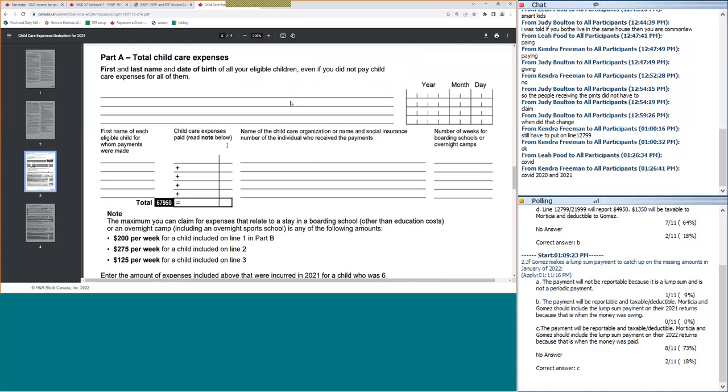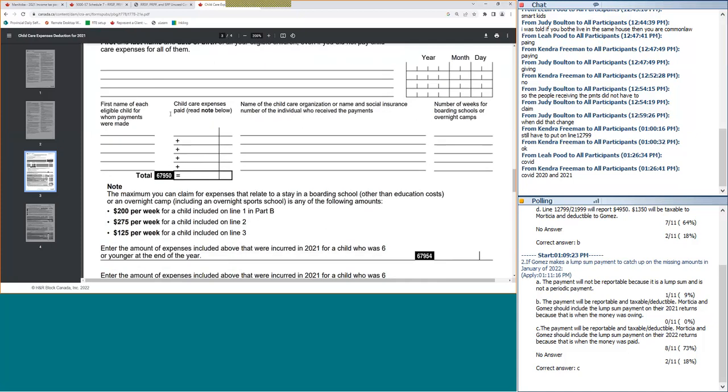So you're going to list every child who was eligible, so they're 16 or under, or if they're over 16, they were disabled or infirm. Then you're going to list the payments. You're going to notice if it's a boarding camp, you're going to say the number of weeks and limit it to the number allowable per week. If you're putting in what type it is and it's a babysitter, you have to put the social insurance number of the babysitter. Why does the CRA require the social insurance number of the babysitter?